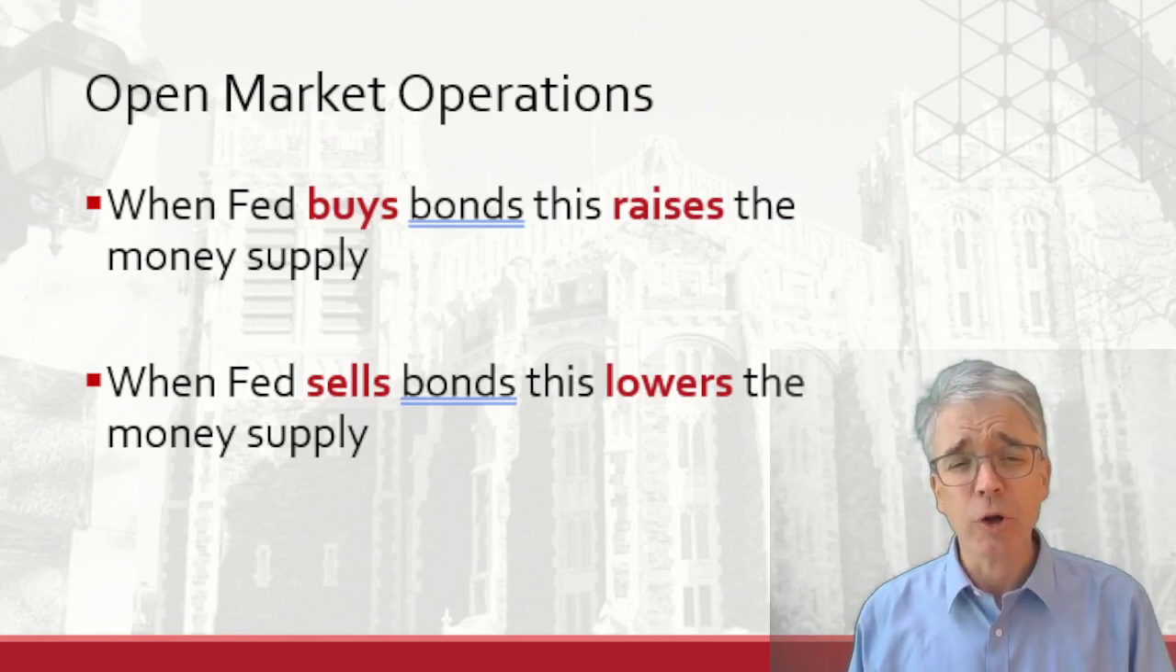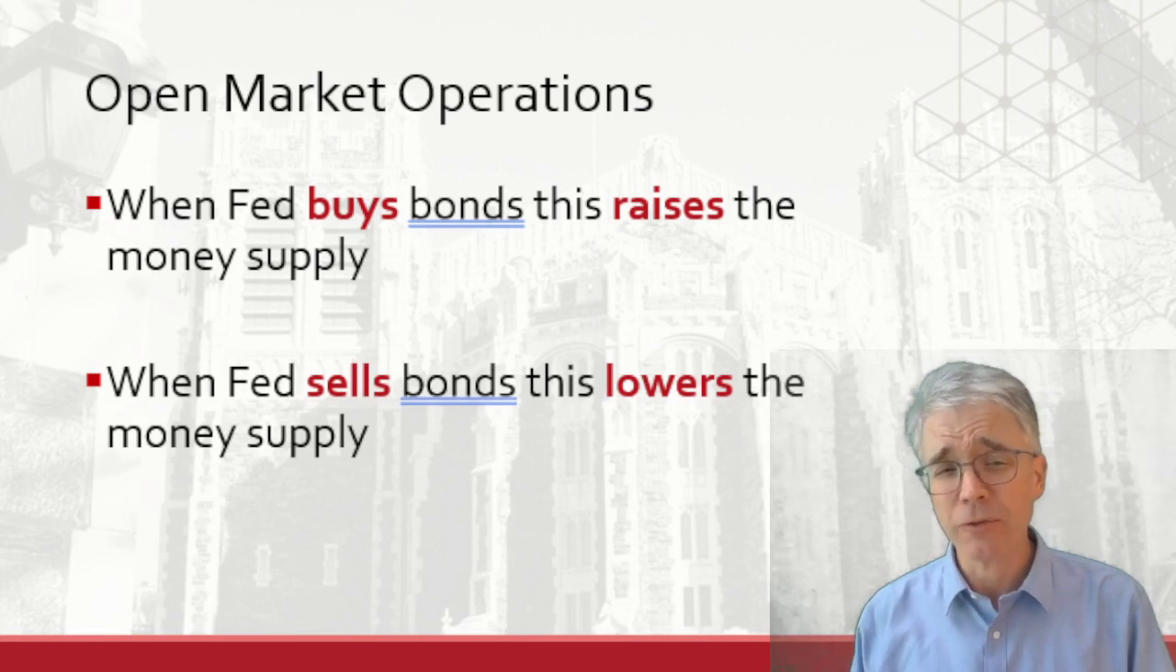To summarize, in open market operations, when the Fed buys bonds, this raises the money supply, and vice versa. When the Fed sells bonds, this lowers the money supply.